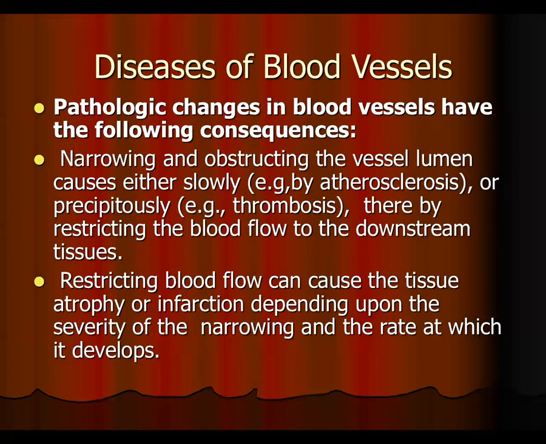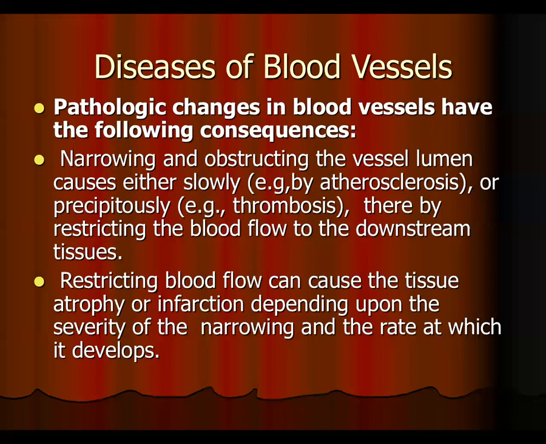So now, initially, some of the pathological changes. Initially, we discussed the normal histology of the blood vessel wall. Histologically, it has three layers. Number one, the innermost layer, the tunica intima. The middle layer, called the tunica media, and the outer layer, the serosal or adventitial layer, the tunica adventitia.